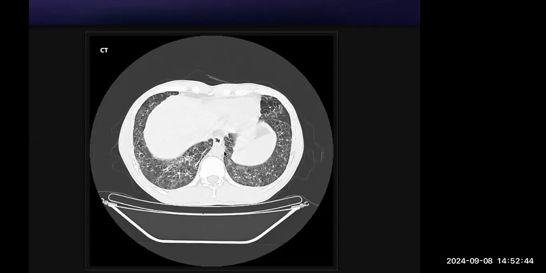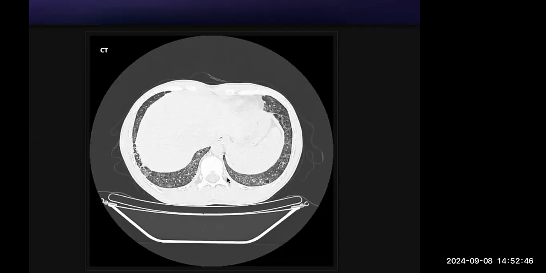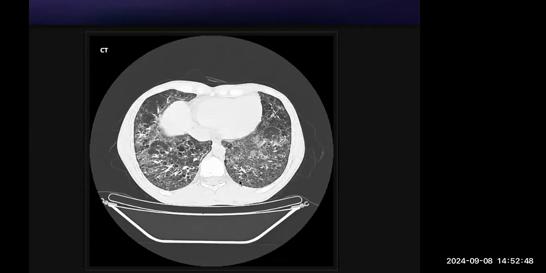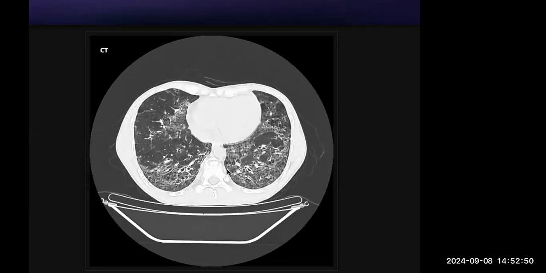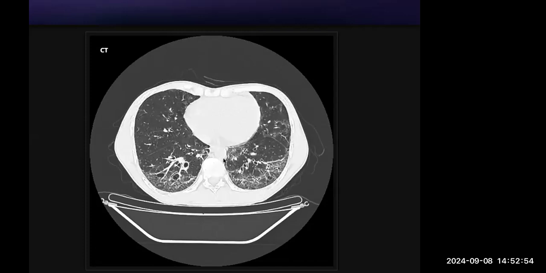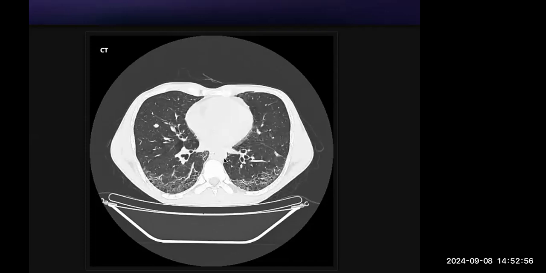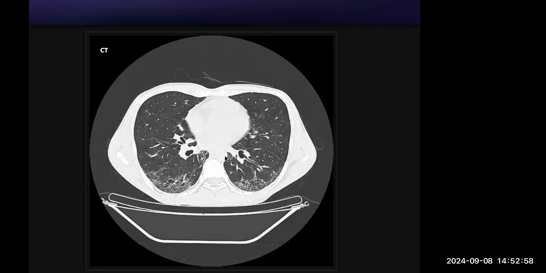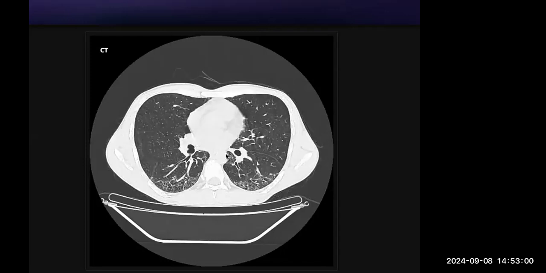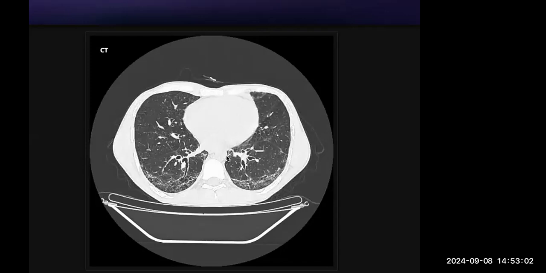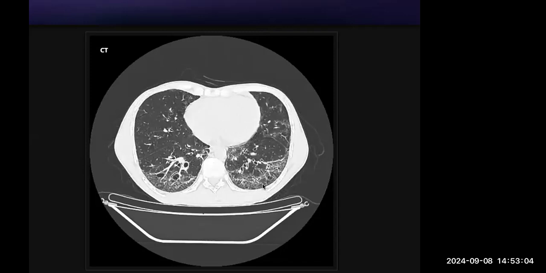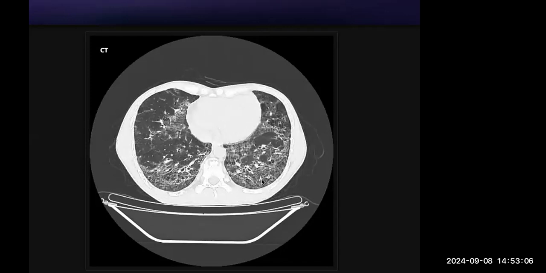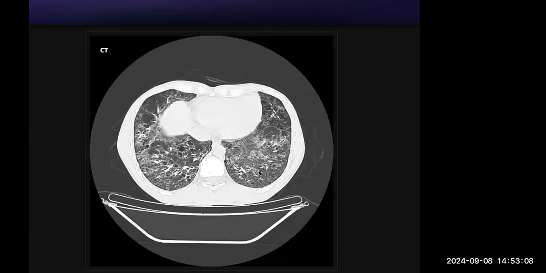My primary diagnosis will be myositis with associated NSIP pattern. What myositis do you know about? Myositis, and it could be scleroderma, which can cause this.